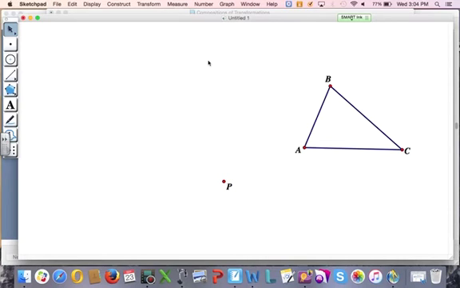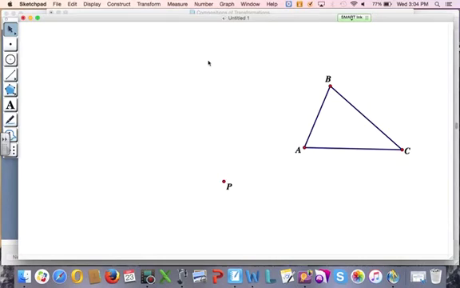In this next module, we're picking up where we left off in the last module. We were doing all kinds of different transformations. We were rotating things, we were reflecting things, we were translating things. And so now in this module, we're starting by doing sequences of transformations.